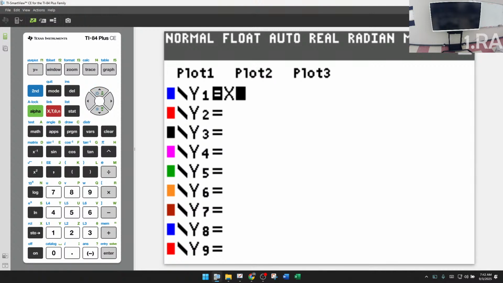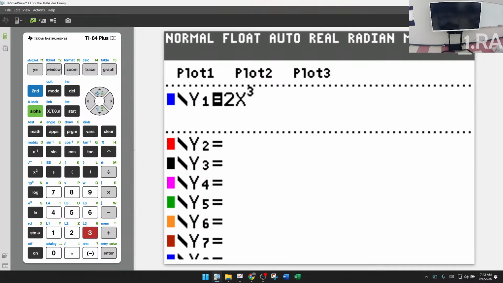I'm bottom left again. 2x cubed, minus 3x squared, minus 5x, plus 1.